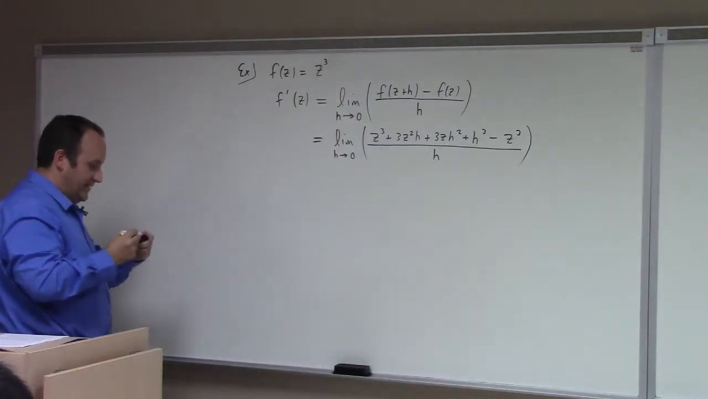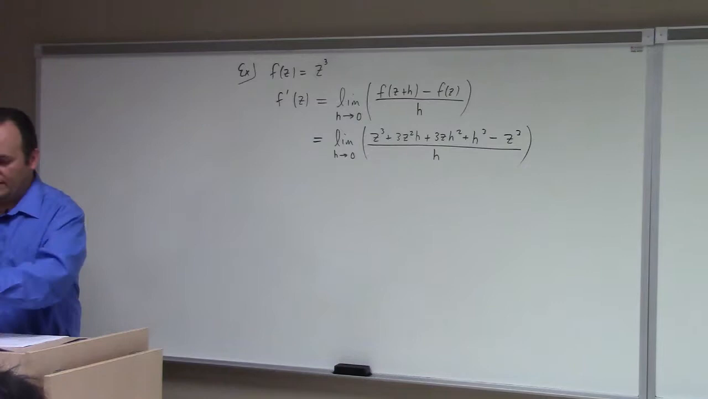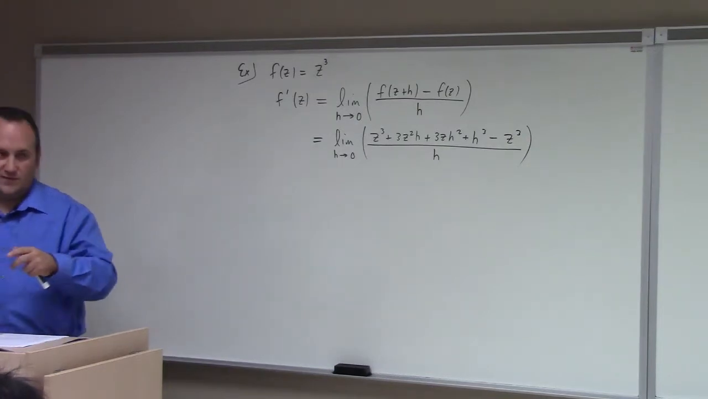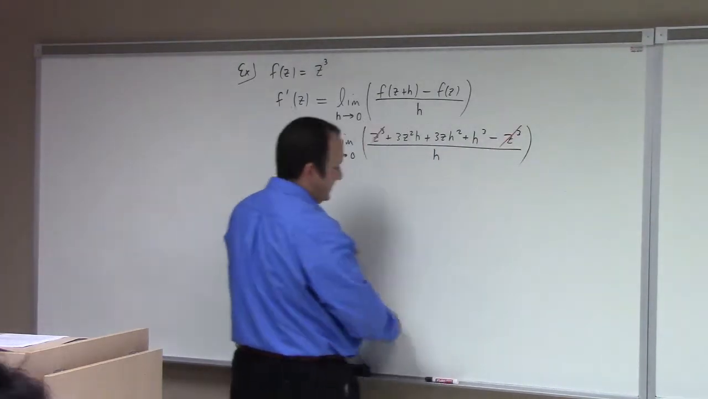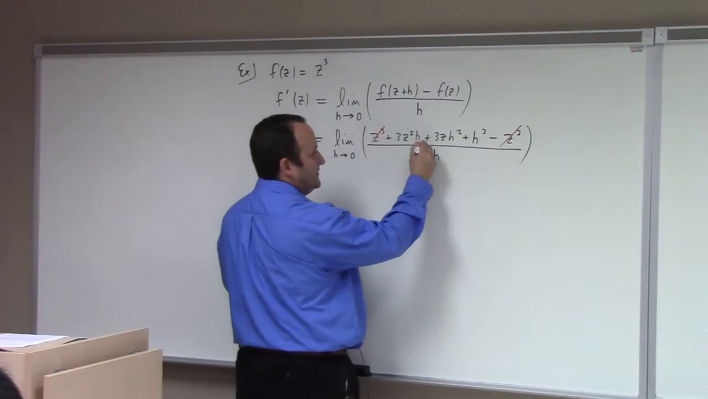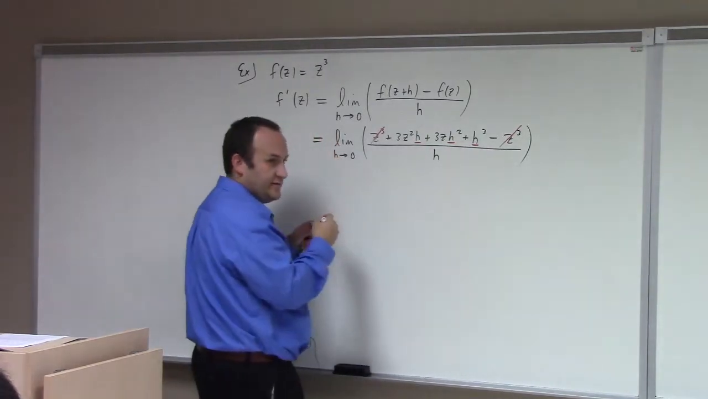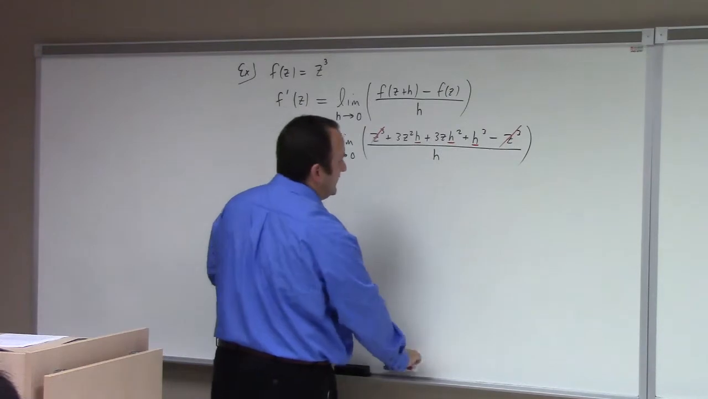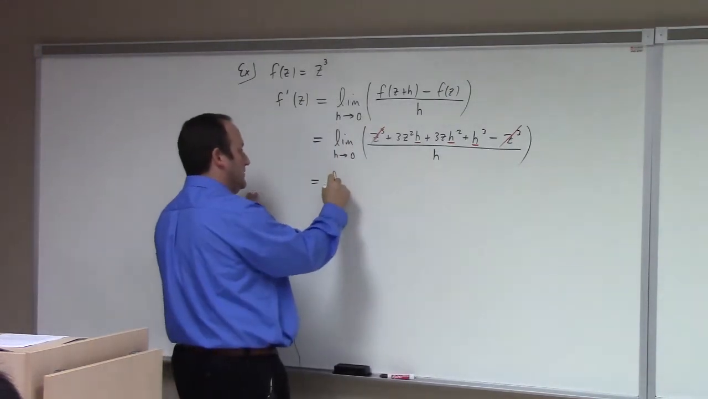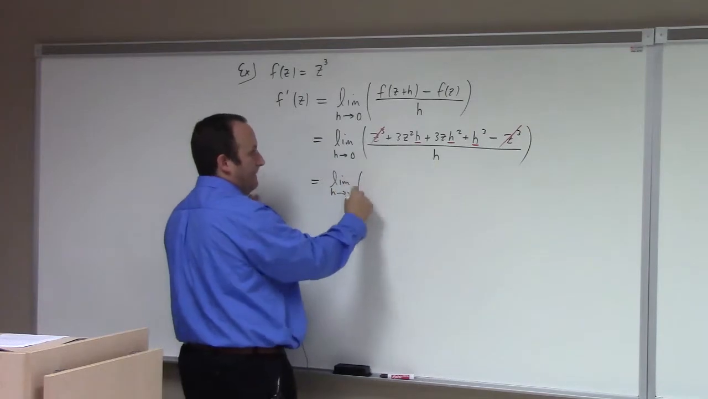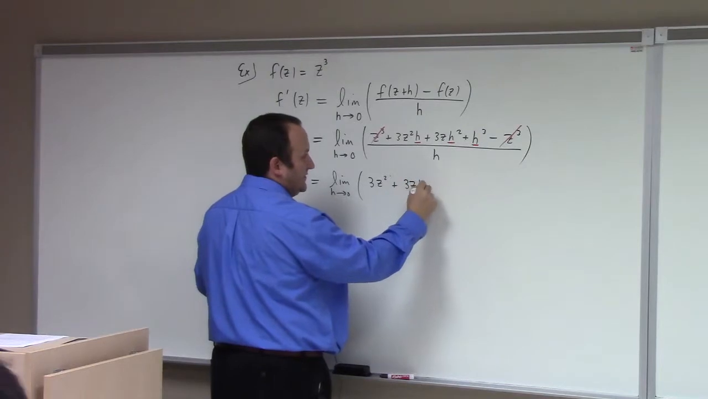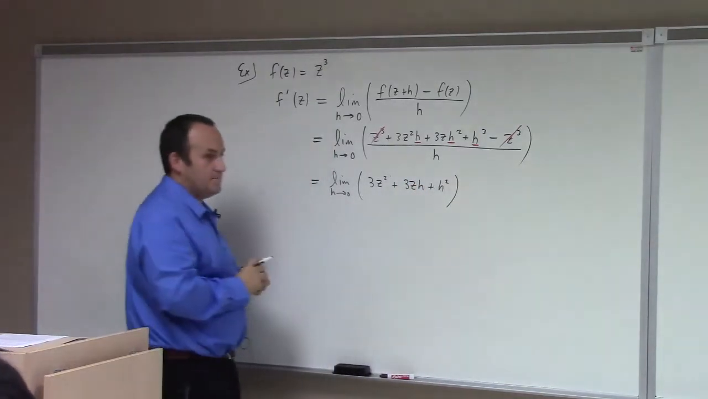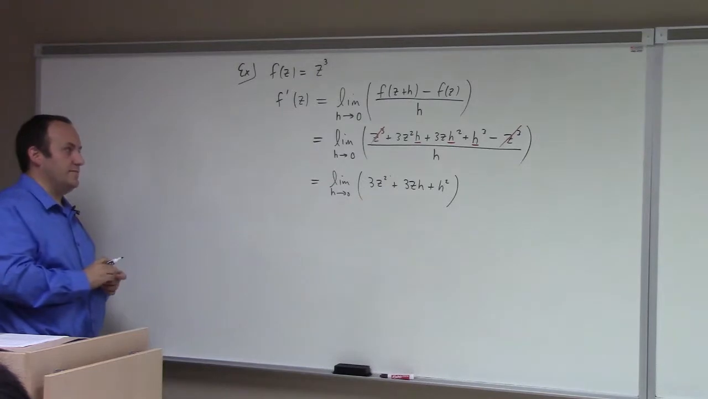And so some beautiful things happen. The z cubes cancel, right? The z cubes, they be canceling. And what are you left with? Oh, look at that. You got an h, you got an h, you got lots of h's. So you can factor an h out of the terms I just underlined, and this simplifies to what? 3z squared plus 3zh plus h squared, right? So at the moment I've just used algebra, right?